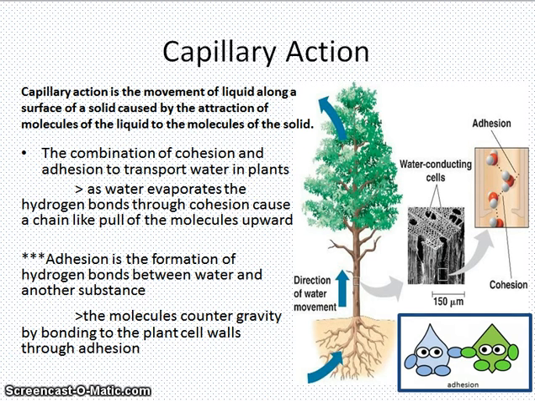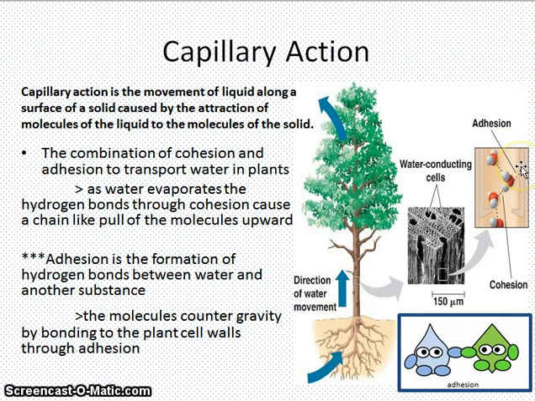So how that happens is, as water evaporates, the hydrogen bonds through cohesion cause a chain-like pull of molecules upward. Then, through adhesion, the molecules counter gravity by bonding to the plant walls. And as you can see here, the adhesion happens to the plant wall.